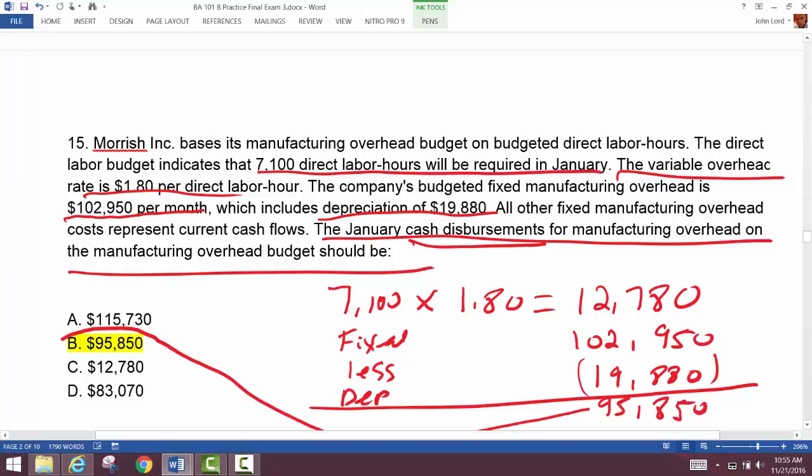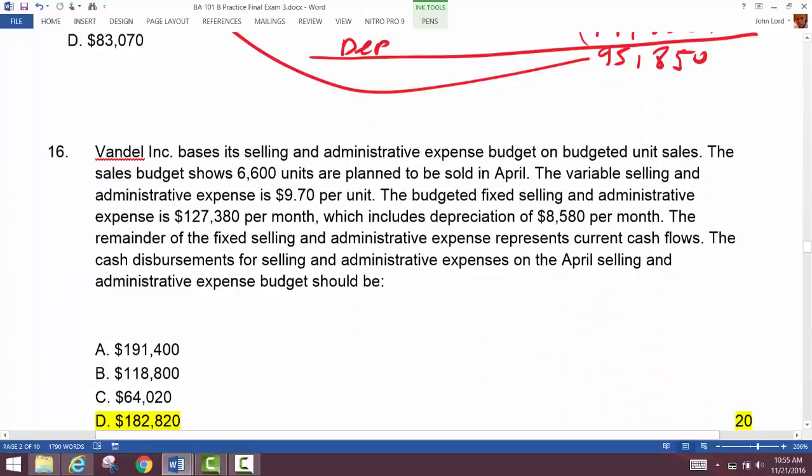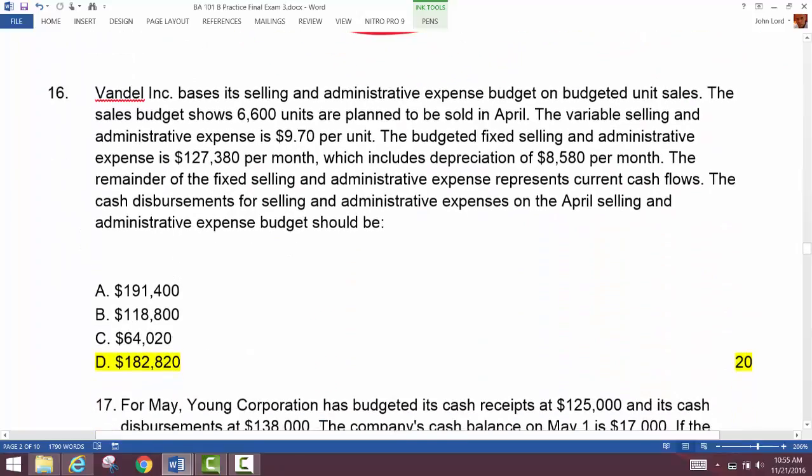Okay. So the only trick in those questions, I mean, they're pretty easy. Just multiply the variable times the number of units, and then add in the fixed. But you always have to make that last adjustment for whatever the depreciation is, right? Okay, good. Let's take a look at this one. Similar thing here, right?